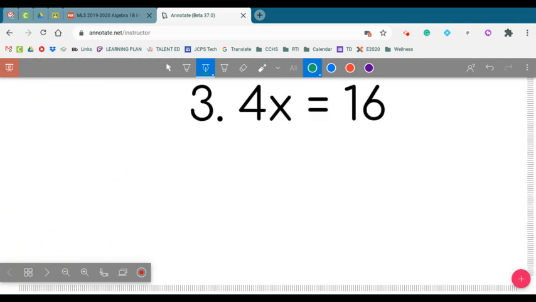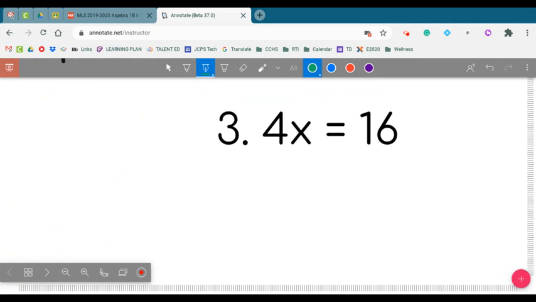Okay, next we have 4x. So what is not allowing x to be by itself? We have this 4. Well, you're like, this is a little bit different. It is, because what is holding 4 and x together? If 4 and x are right next to each other, that means they're being held together by multiplication.